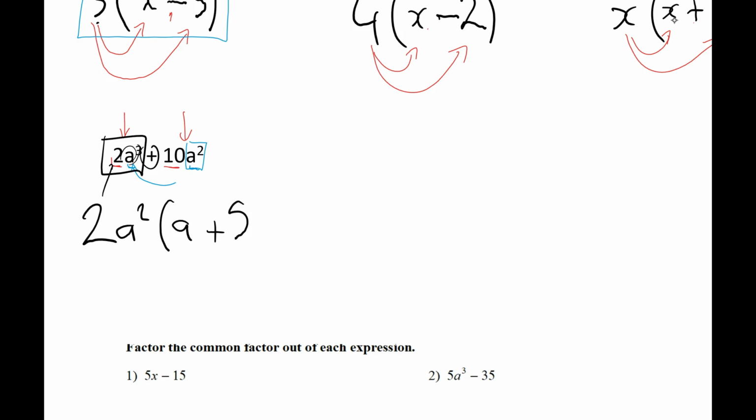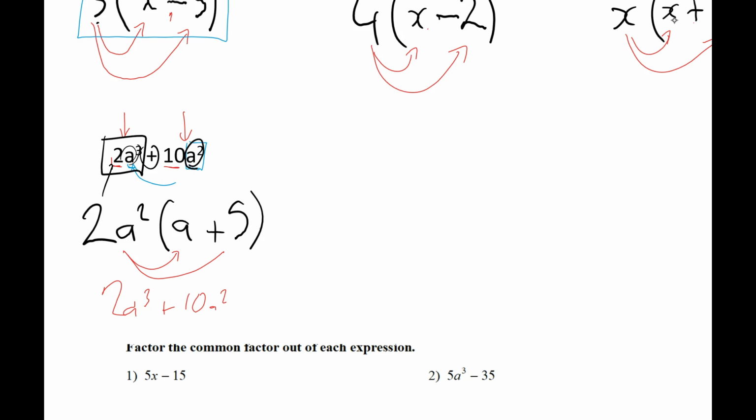And we've got a squared here, but I've already taken out a squared, so I don't need to put it inside the brackets because it's already outside. And when it multiplies, it'll be fine. Let's test that out, shall we? We've got 2a squared times a. That's going to be 2a cubed because we've gained an a. And 2a squared times 5, 2 times 5 is 10, and we keep the a squared. Oh look, that's what we started with. That's what we want.